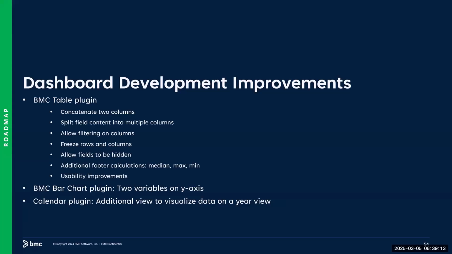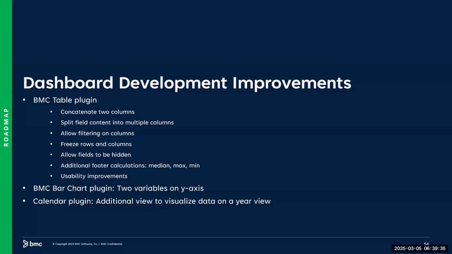Some upcoming improvements on table plugin: concatenate columns, split one field into multiple columns. Once you have created a query, once you have got the results set on the screen, you should be able to filter on columns. We also plan to allow you to freeze rows and columns like you can do in Excel. Allow certain fields to be hidden.